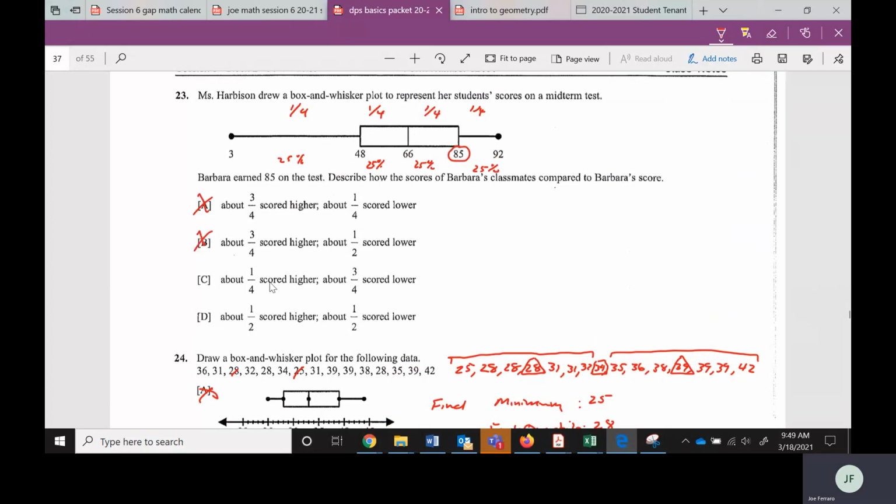Okay, so here, about 1/4 scored higher. Yep. About 3/4 scored lower. 1, 2, 3. That's 3/4. This should be the right answer.